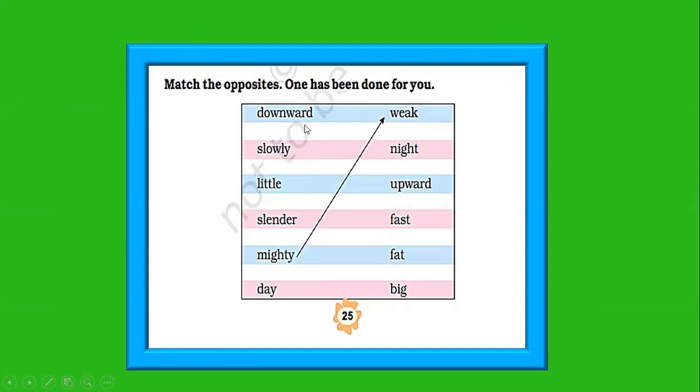The opposite of the word downward is upward. For the word slowly, the opposite is fast. The opposite of the word little is big. The opposite of the word slender is fat. Then the opposite of day is night. So children, here we have completed the textual exercises of the lesson Little by Little.